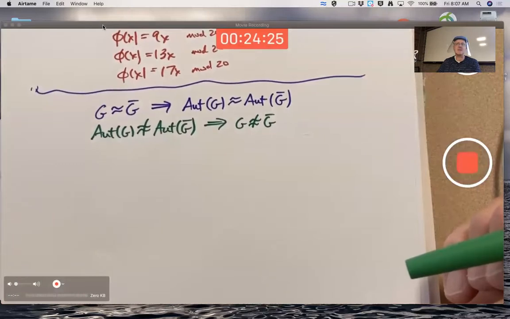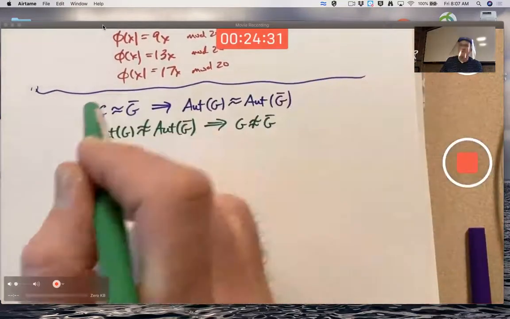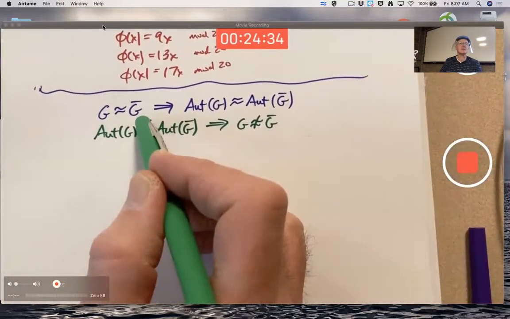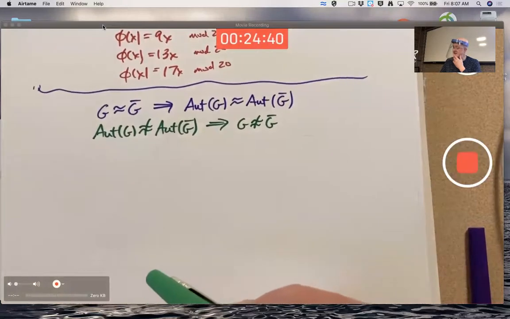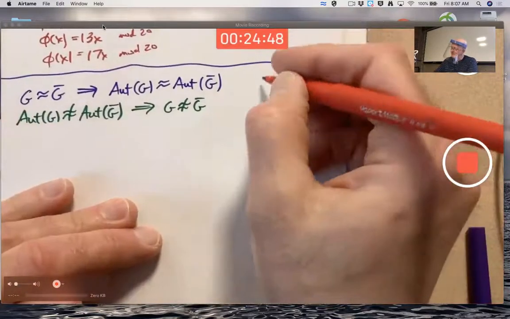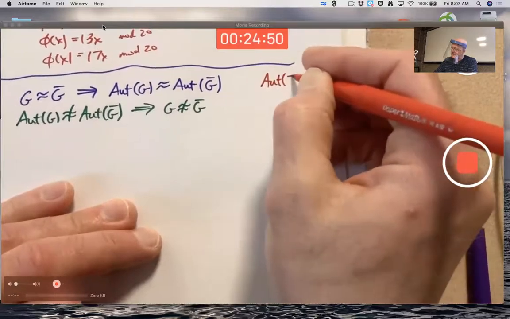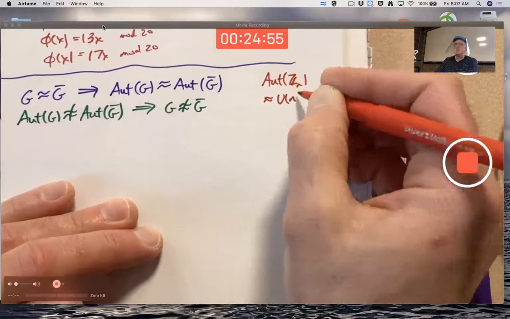In fact, it's definitely not true. You can come up with examples. Just because these are isomorphic does not mean these are isomorphic. I think, for example, U10 and U20 might be examples of that. Or I meant to say Z10 and Z20. Because I think U10 and U20 are isomorphic. And remember, Zn is isomorphic to Un. That's a theorem in the book.